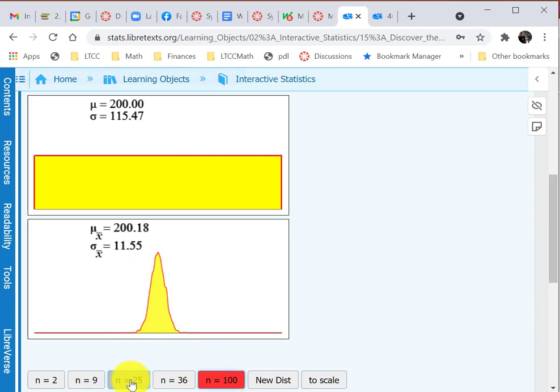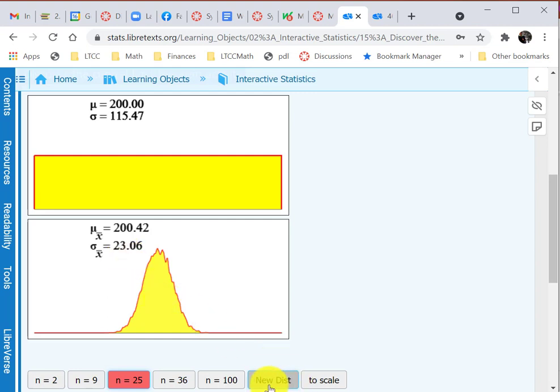Let's see if that works. How about n equals 25? So if n equals 25, then notice that the mean stays about the same. But now if we take sigma versus sigma sub x bar, it's dropped a bunch. And in fact, if you multiply by 5, you get about 115. And the square root of 25 is 5. So we see that the sampling distribution seems to have the same mean, but the standard deviation gets decreased by a factor of the square root of the sample size.